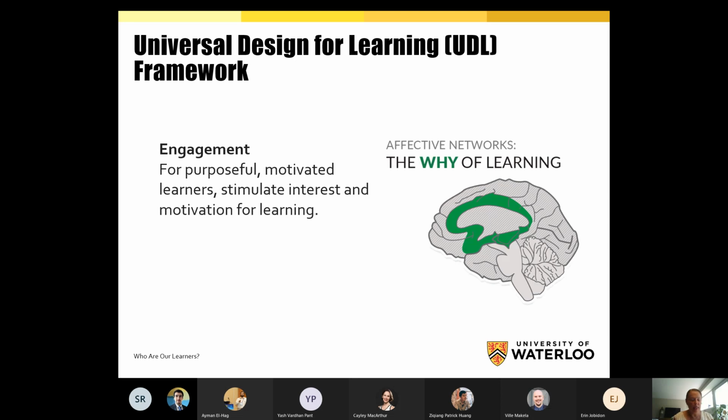The why of learning is really the engagement piece for students. So what you're trying to do is to have purposeful, motivated learners, and we want to stimulate their interest and either provide motivation or build motivation. Usually there's always something present, you just have to find what that motivation is. And in this case, what we're looking for are different means of engaging and tapping into whatever those interests may be and challenging students then appropriately.